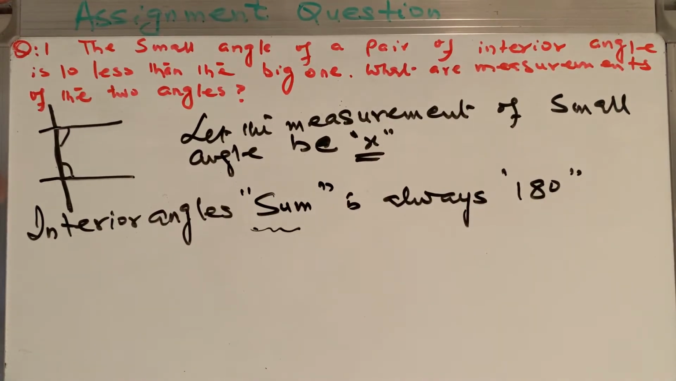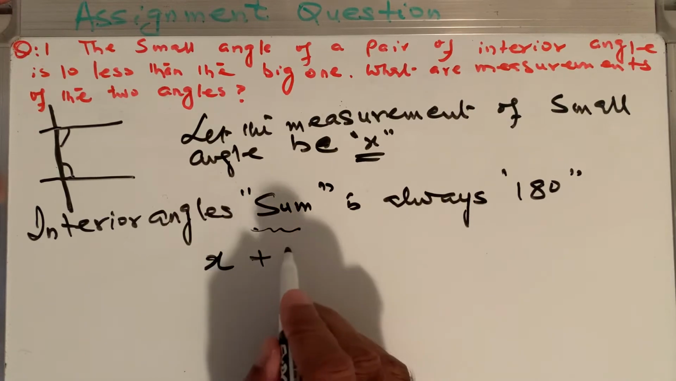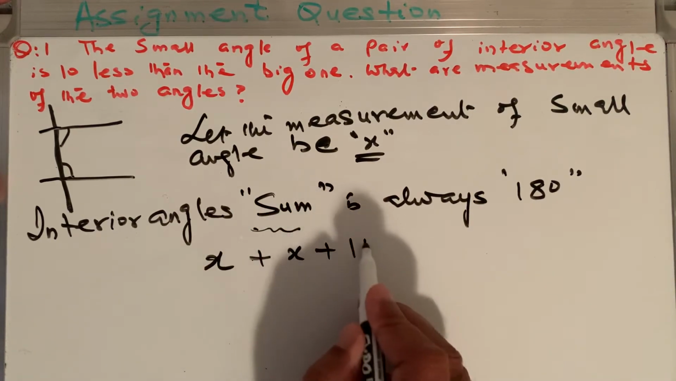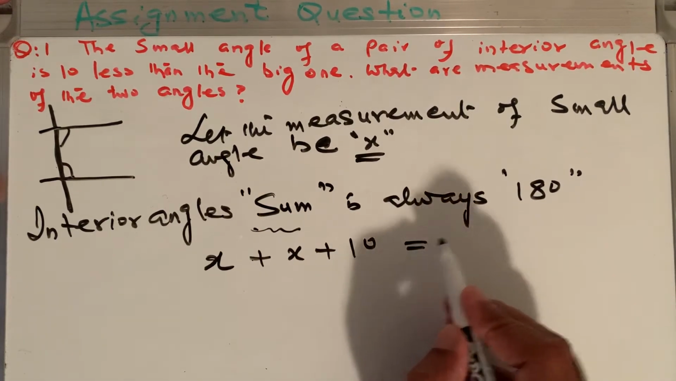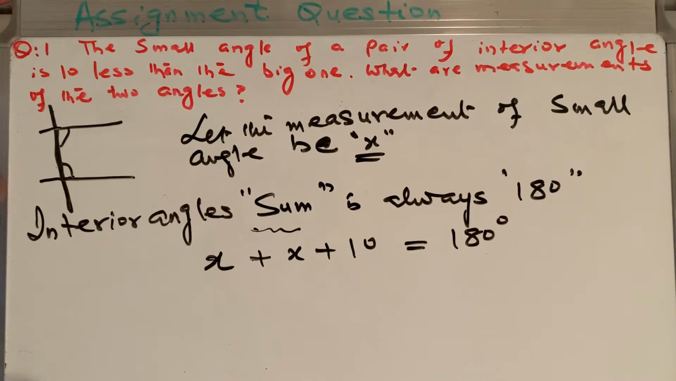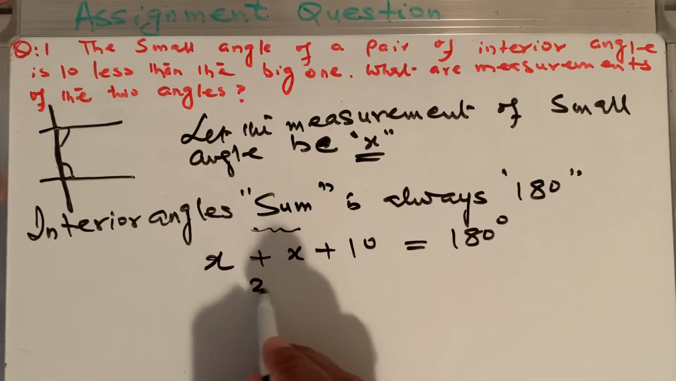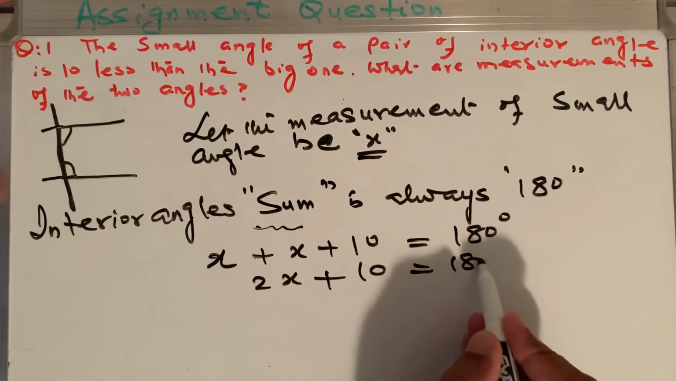So we are about to make an equation. One angle is X, the other angle will be, as per the relationship given to us, X plus 10. And the definition of interior angle says that the sum of these two angles is 180 degrees. So now I can simplify this equation. X plus X is 2X, so 2X plus 10 is equal to 180.